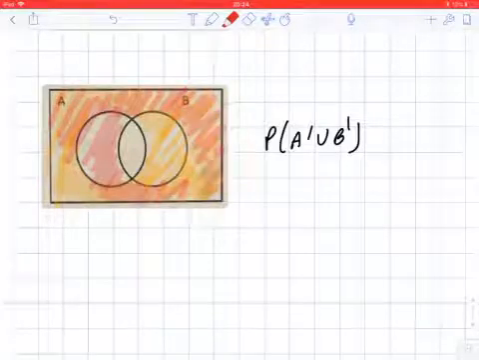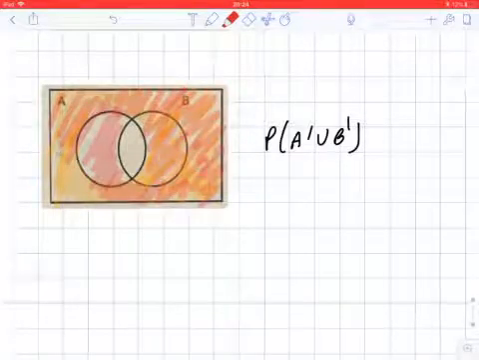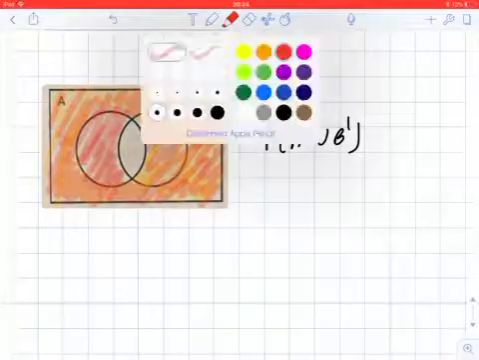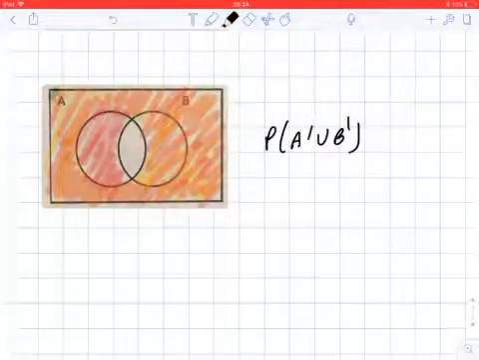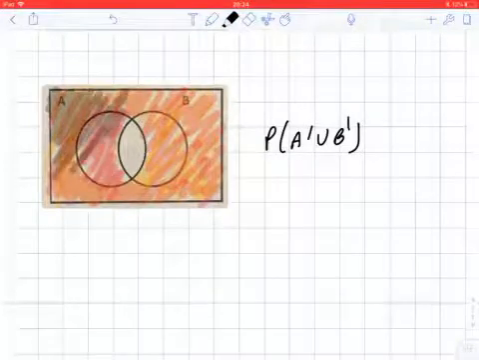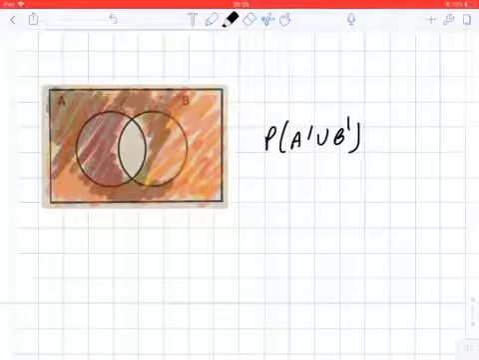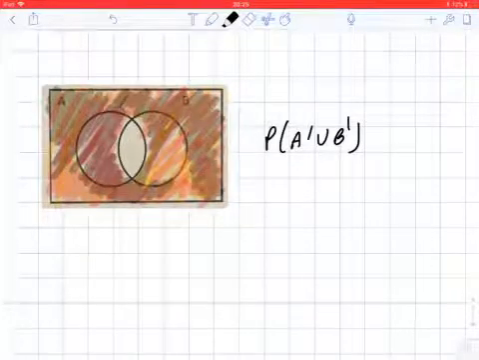So if I was going to shade in everything that's A' or B', remember it's a union, so I can have either or, I would then go over everything that's been shaded in on this diagram, apart from that little intersection in the centre. And that's A' ∪ B'.